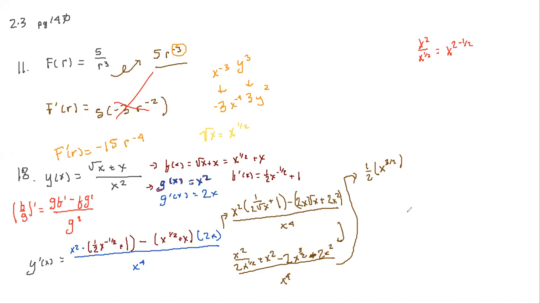Then that is plus, that's x squared minus 2x squared, so it's not going to be plus, it's going to be minus x squared. Minus 2x to the 3/2, or x to the 4th. So this is going to be negative 3/2 x to the 3/2 minus x squared over x to the 4th.